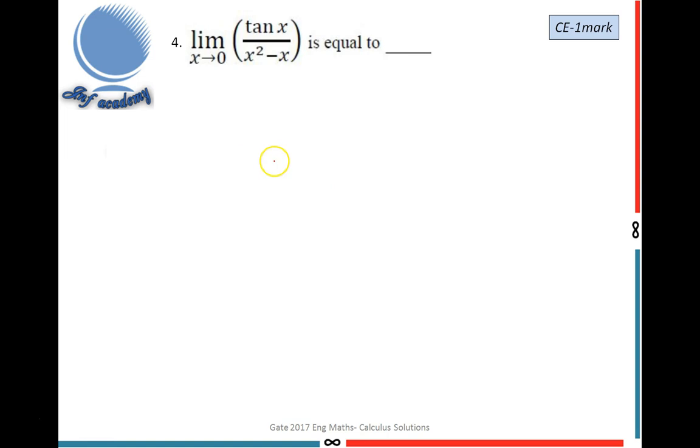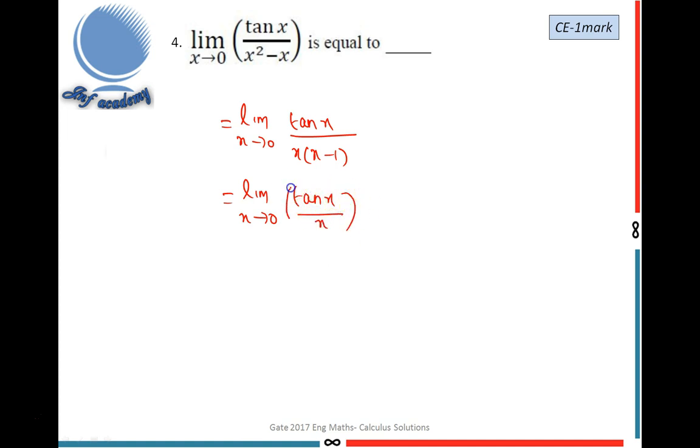Now the fourth problem. Limit x tends to 0, tan x by x square minus x is equal to dash. This question is from the civil department. It has 1 mark. I can write this problem as tan x by x square minus x. So I take x outside, and I get x minus 1. In the next step, I write tan x by x into 1 by x minus 1.